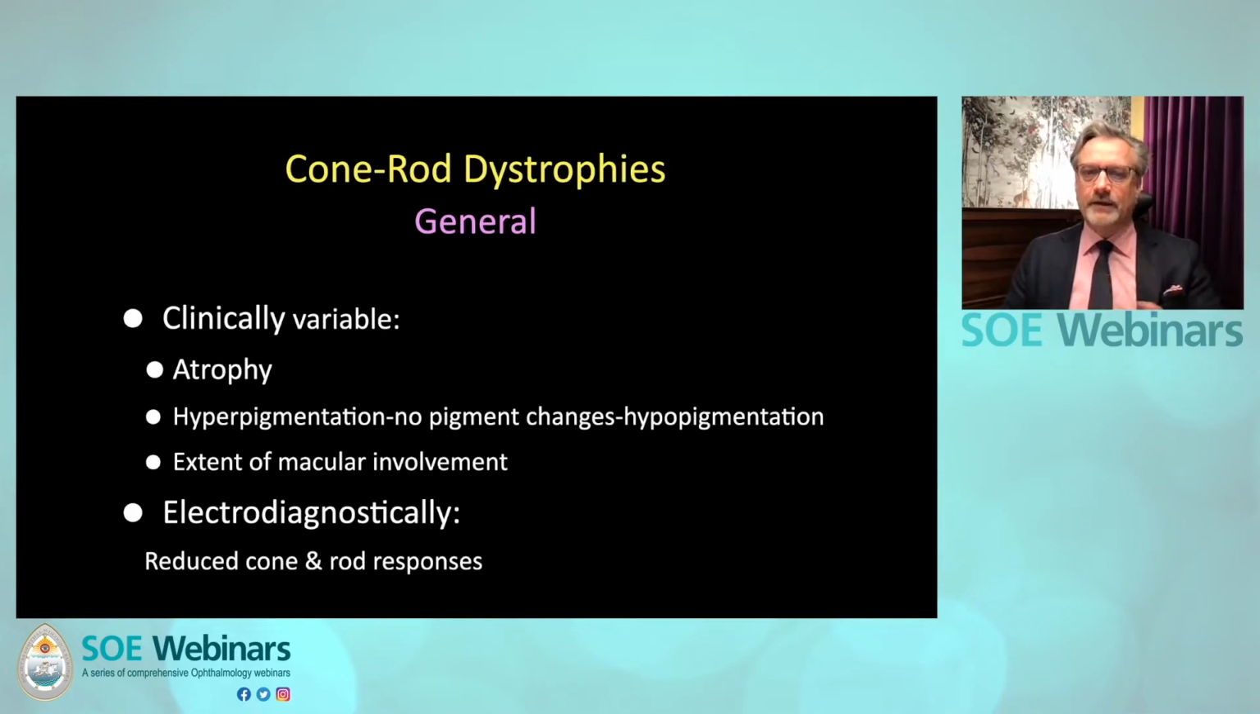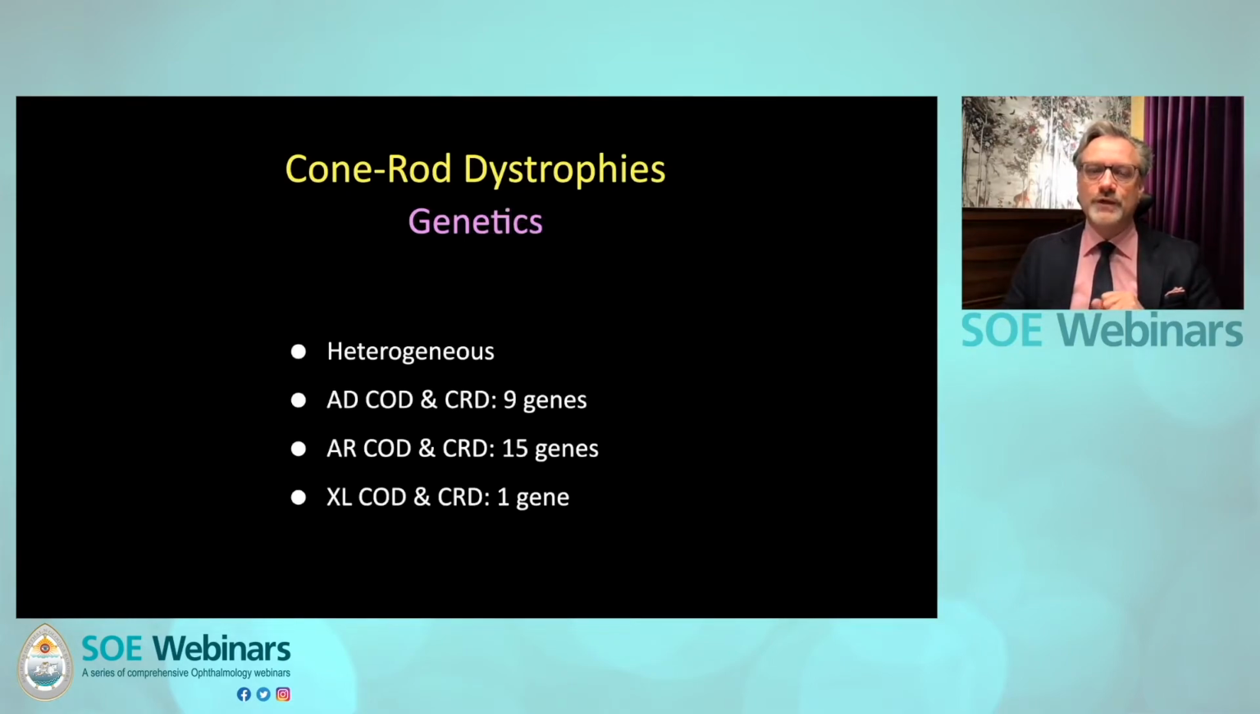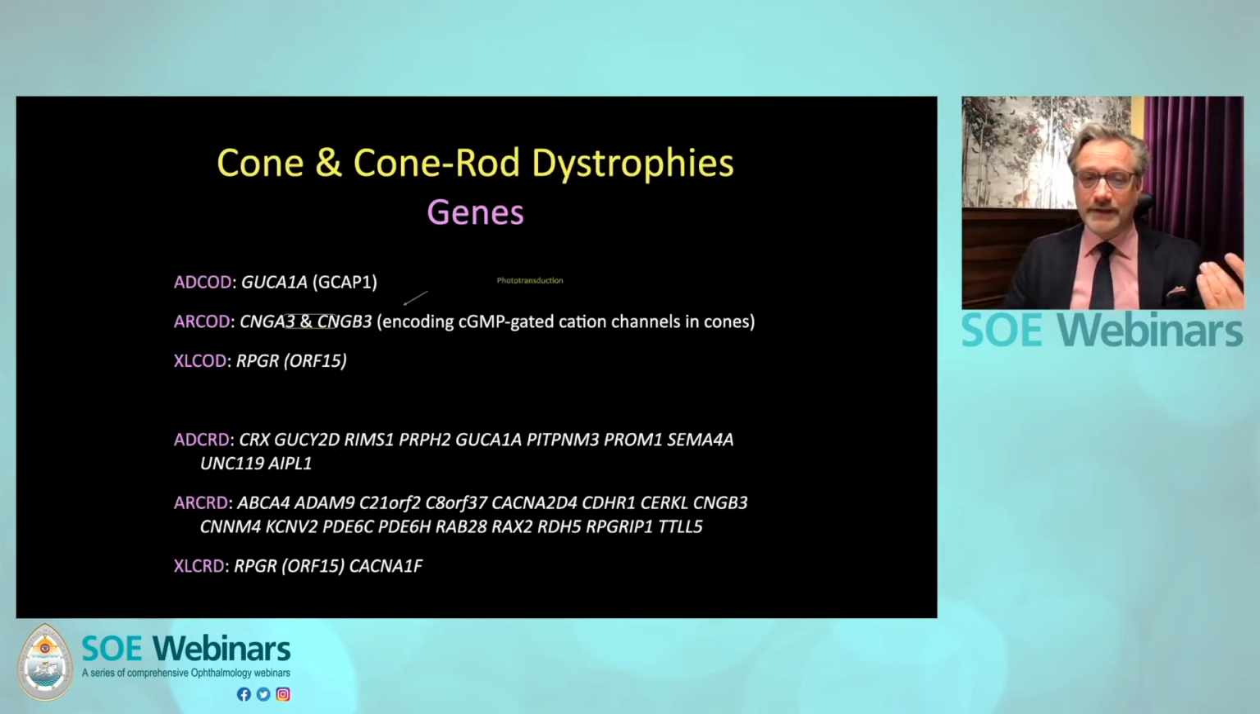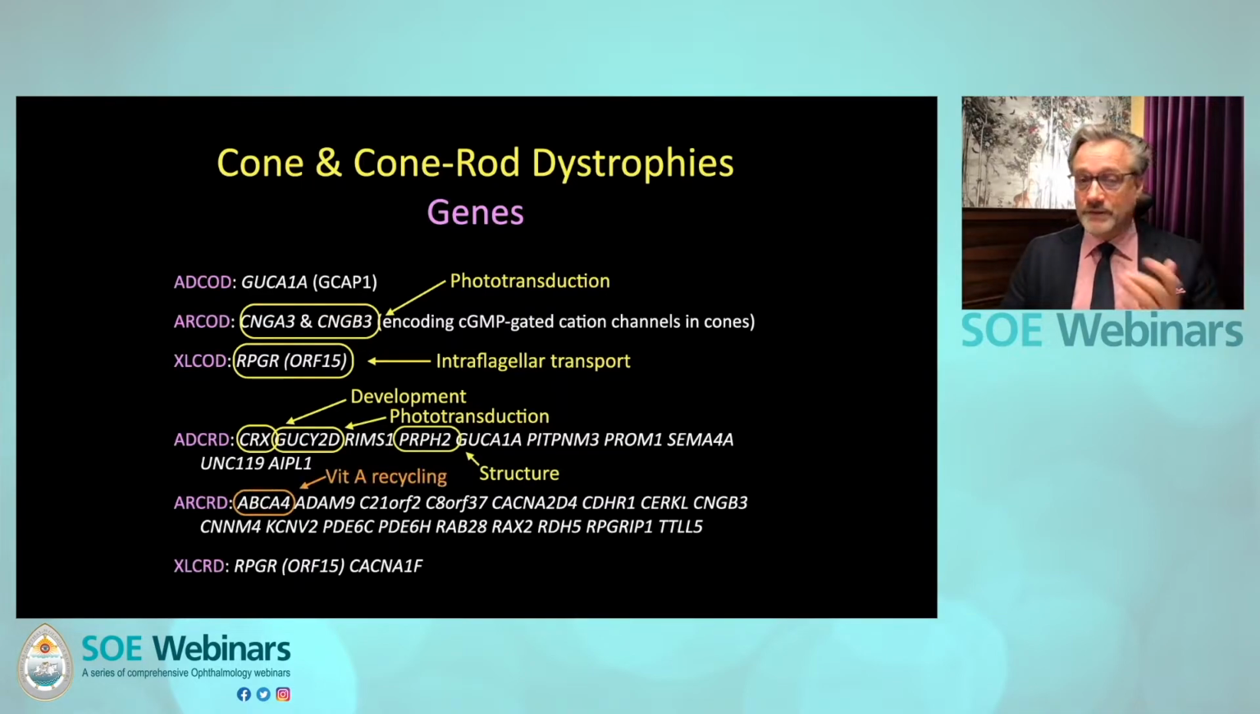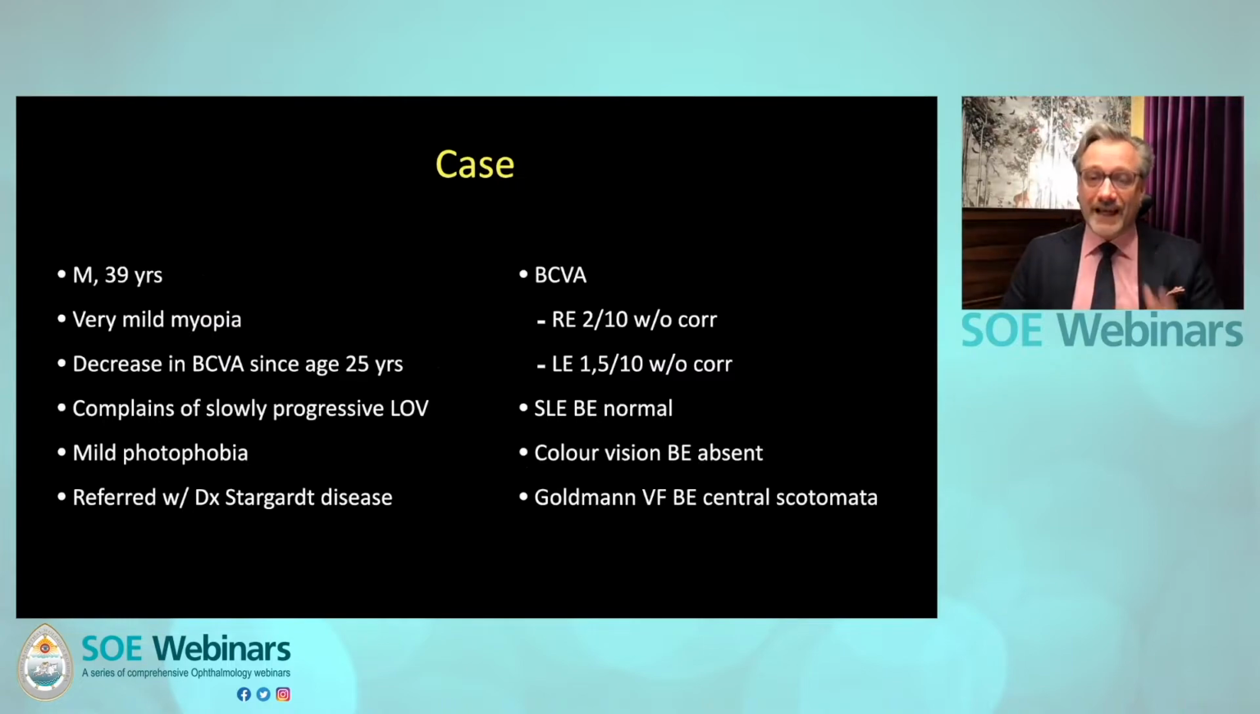Generally speaking, problems with cones. Here you see 9 genes, 15 genes, and 1 gene, depending on dominant, recessive, and X-linked. You can see that they're involved in phototransduction, in transporting the photoreceptors, in development of photoreceptors, in structure, and even in vitamin A recycling.